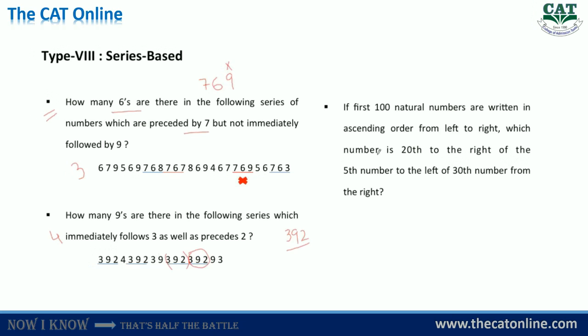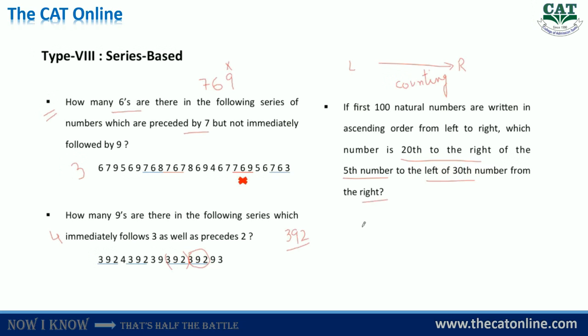Now this third question is also called a counting question. It is written: if the first 100 natural numbers are written in ascending order from left to right, which number is 20th to the right of the 5th number to the left of the 30th number from the right?